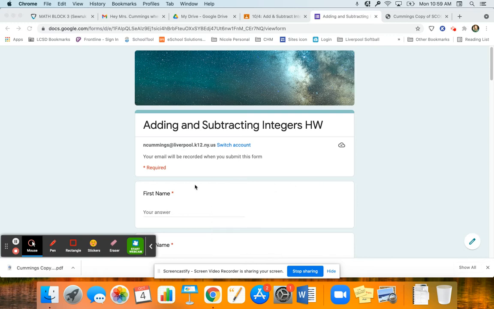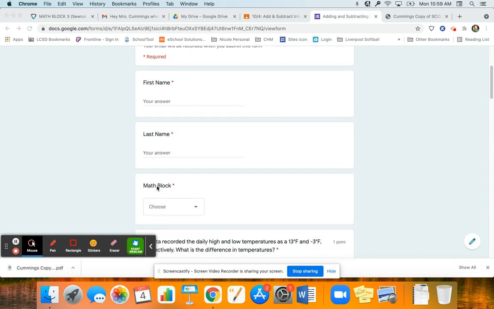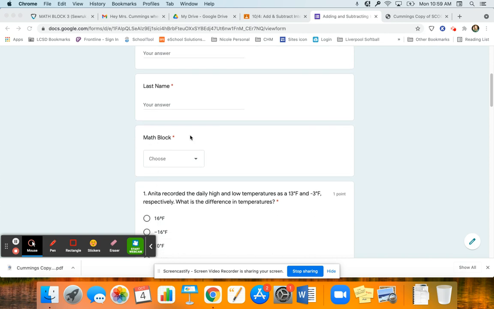This is the adding and subtracting integers homework that was pushed out on October 4th. Put your first name and your last name and your math block.